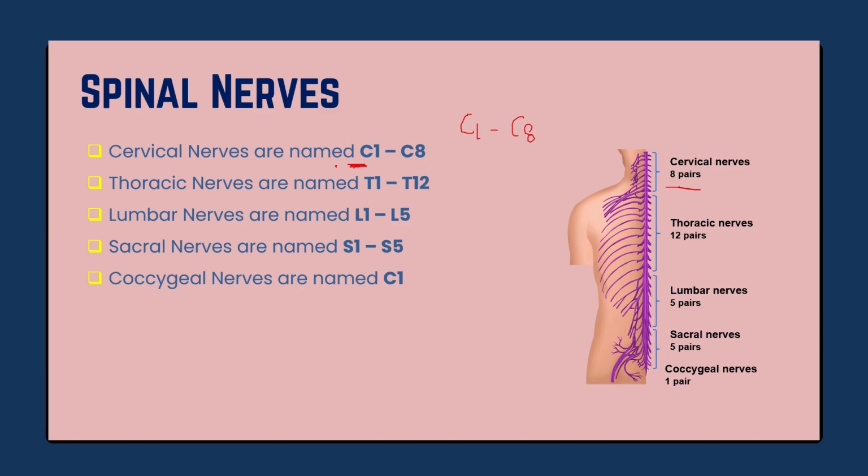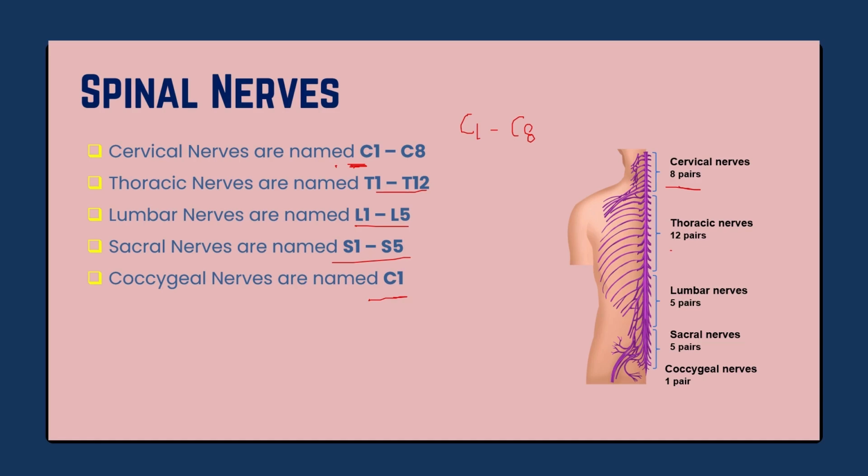Okay. Then thoracic nerves T1 to T12. We have 12 pairs. And then we have lumbar nerves 1 to 5, L1 to L5. Sacral nerves S1 to S5. And coccygeal, there's a single one which we call C1.